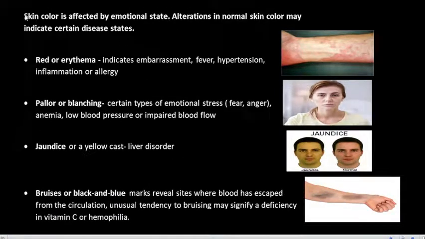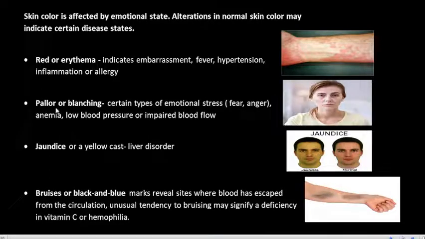So we have here different disorders that can affect the color of the skin. Number 1 is your redness caused by erythema, okay? Or red color or erythema. This indicates embarrassment, sometimes fever, sometimes hypertension, and sometimes inflammation or allergy. So this picture, example yan siya ng allergy, namumula, nagpapantal-pantal. So ang tawag mo dyan is red or erythema.